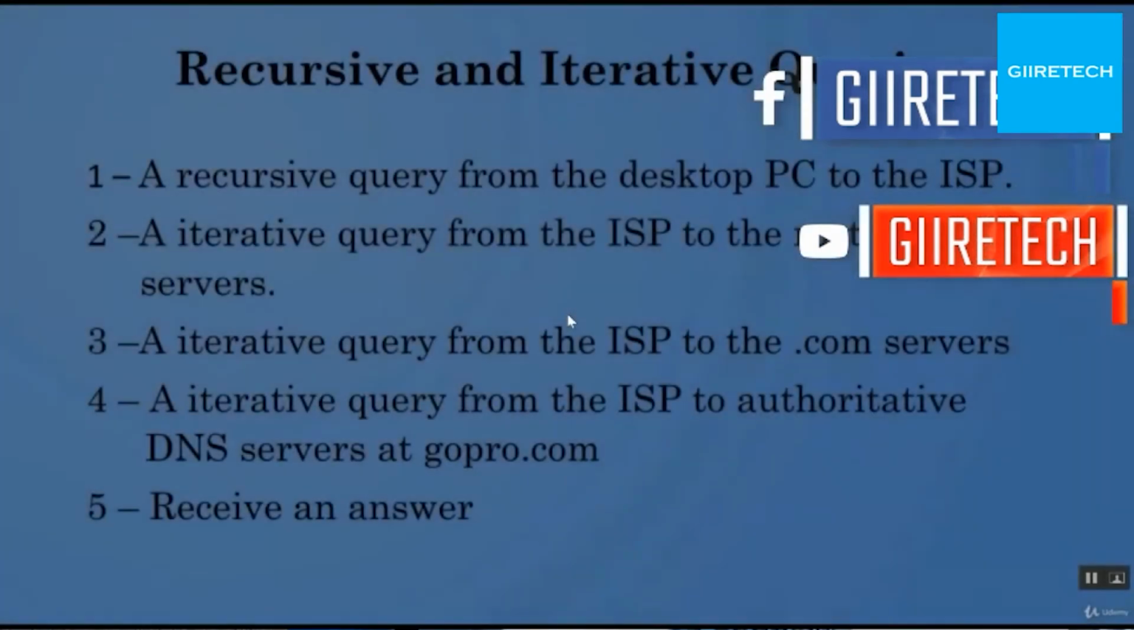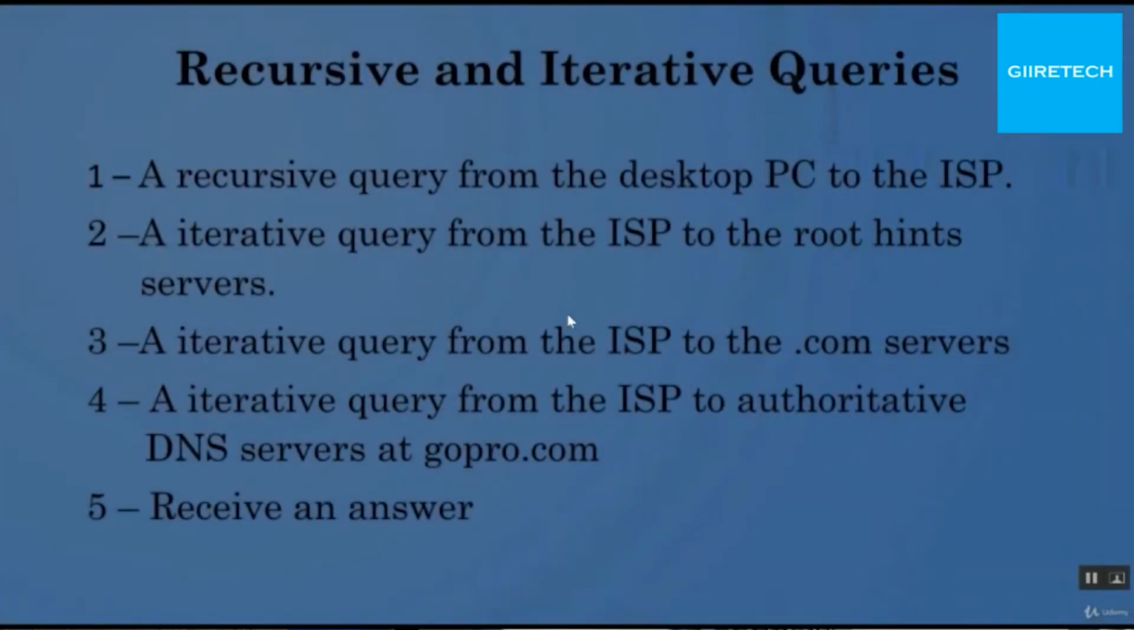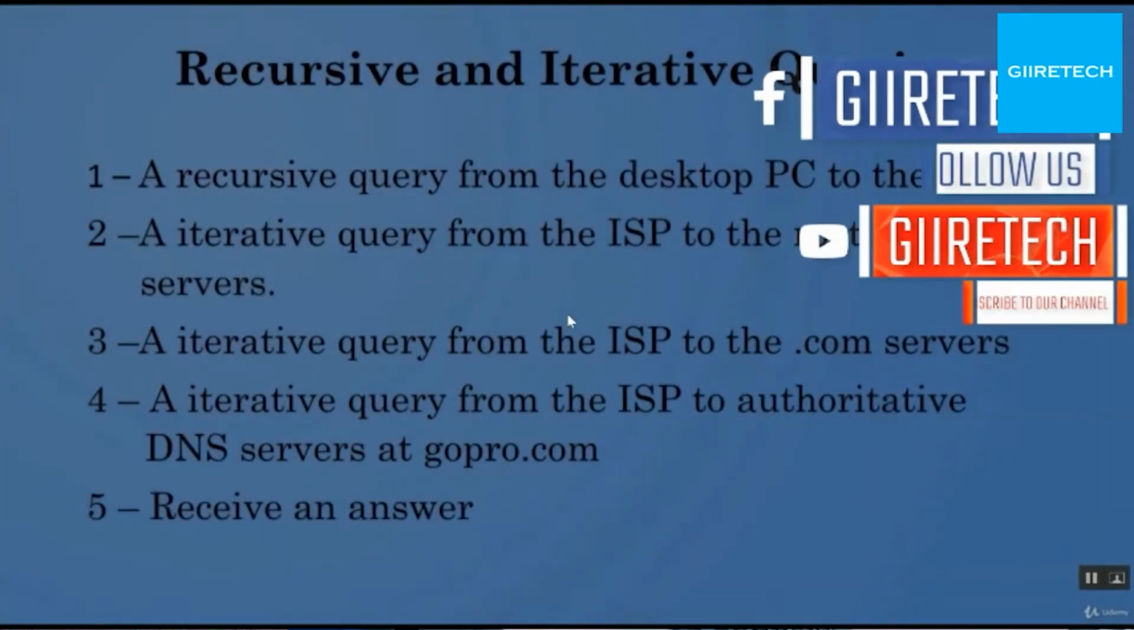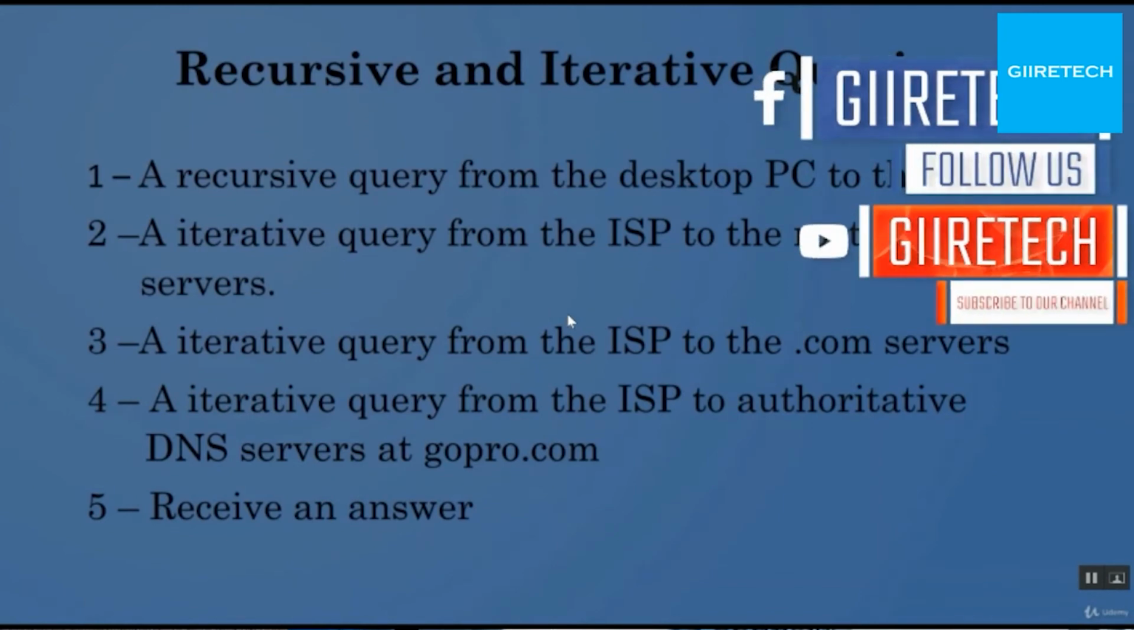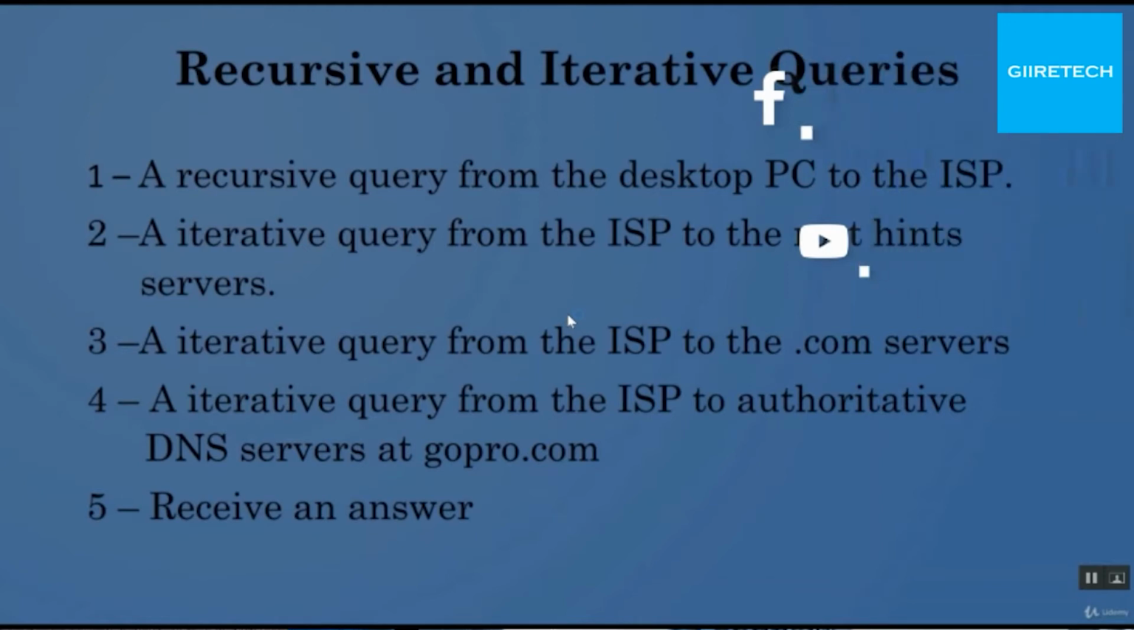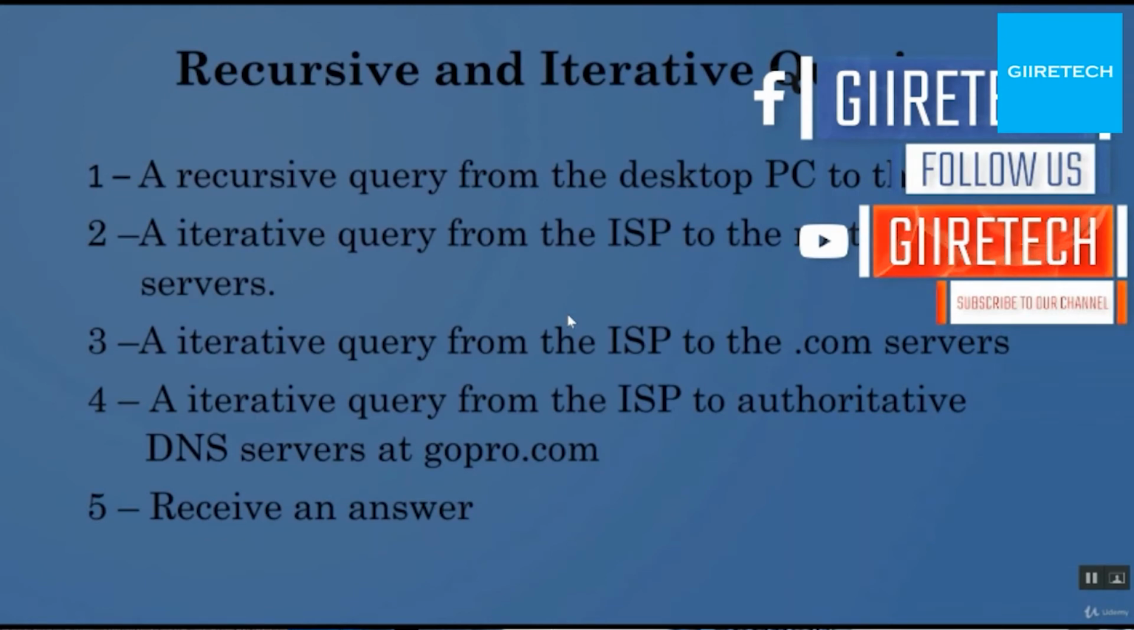Number 1, a recursive query from the desktop PC resolver to the ISP. Number 2, an iterative query from the ISP to the root hint servers. Number 3, an iterative query from the ISP to the .com servers. Number 4, an iterative query from the ISP to the authoritative DNS servers at gopro.com.